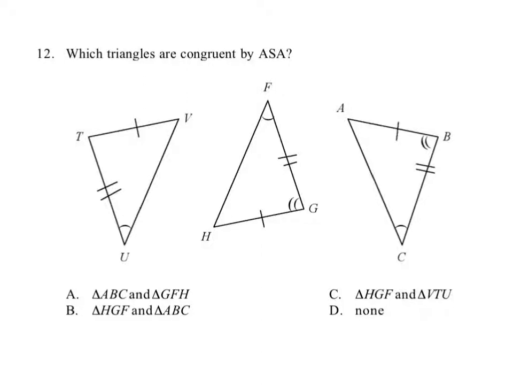Okay, which triangles are congruent by angle, side, angle? Well, let's take a look. We would need to have the included angle. So here, this first one, we have side, side, angle. We know that that is not a congruent statement, and anyway, we don't have that on these other two. What do we have on the other two?